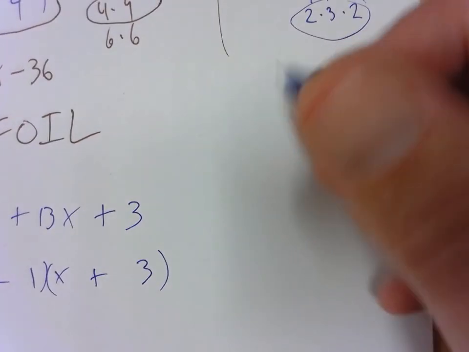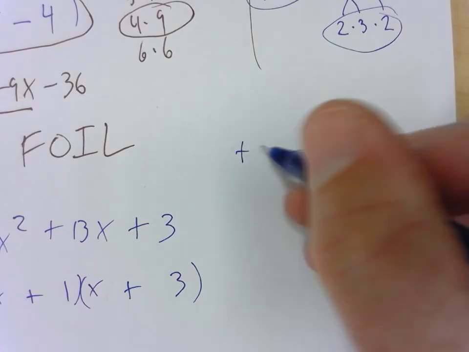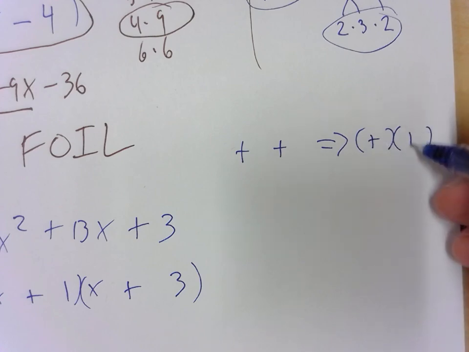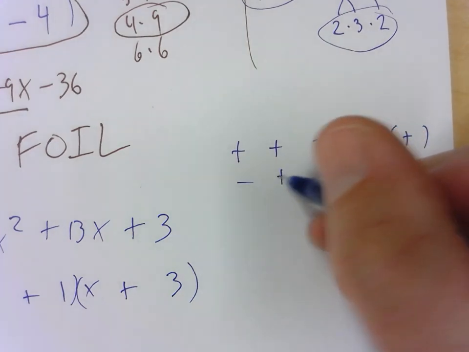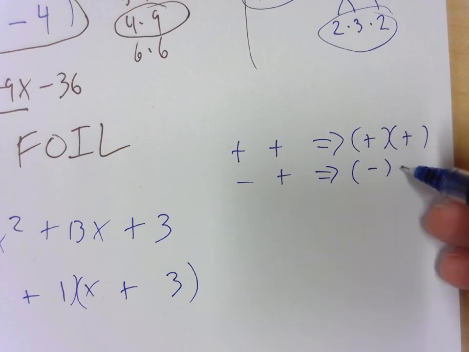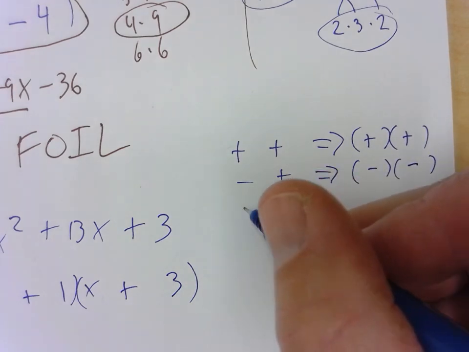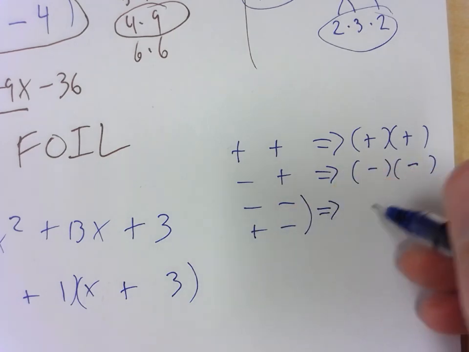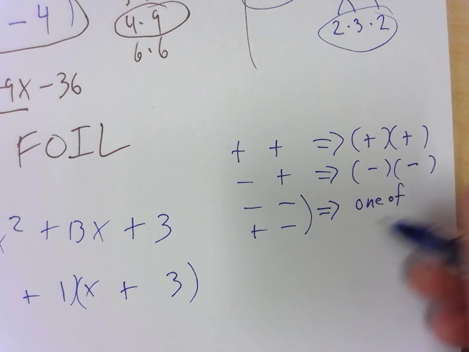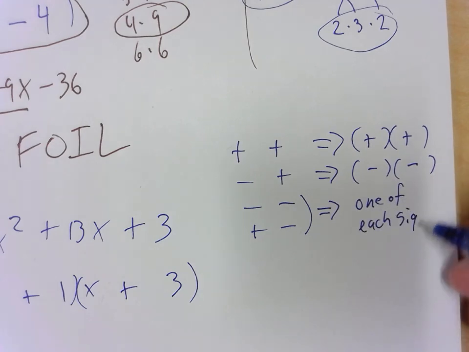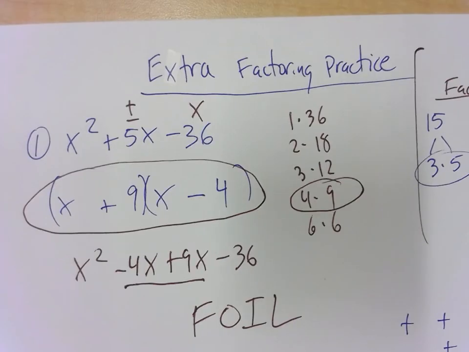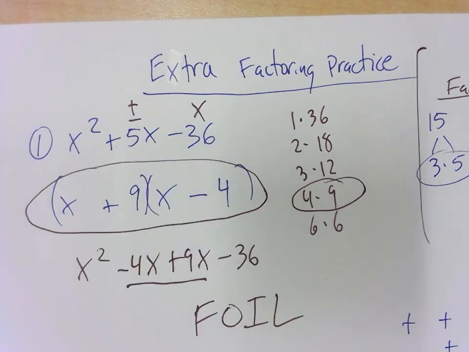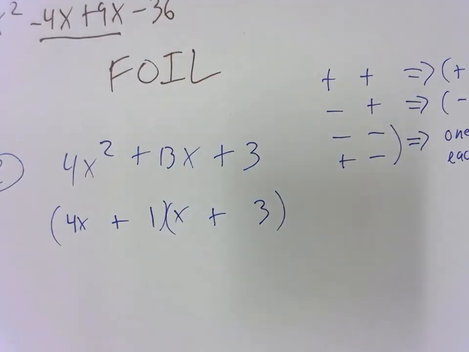If your starting point has a plus and a plus, then it always is going to factor into plus and plus. If it's minus and plus, it always factors into minus and minus. If it's a minus minus or a plus minus, then it factors into one of each sign. Just like this one here, it was plus minus, so I had to have one of each sign in order to make the negative in the back and the positive in the middle. This one here, everything's positive, so it's just all positive.